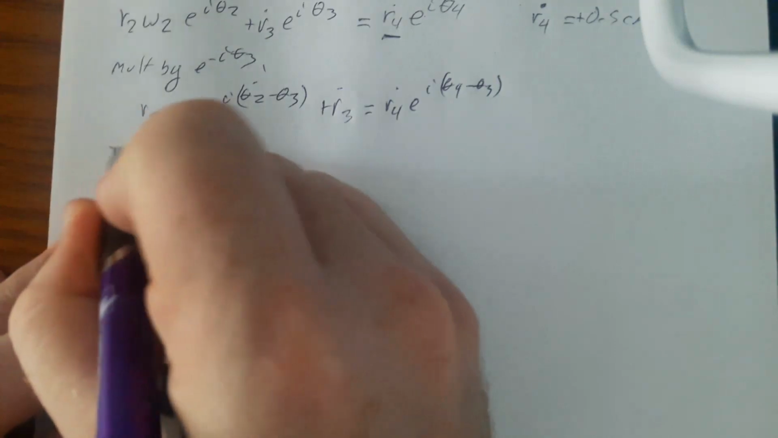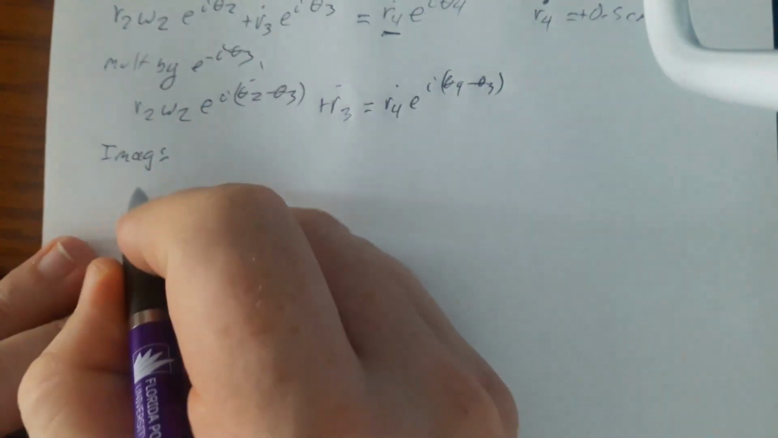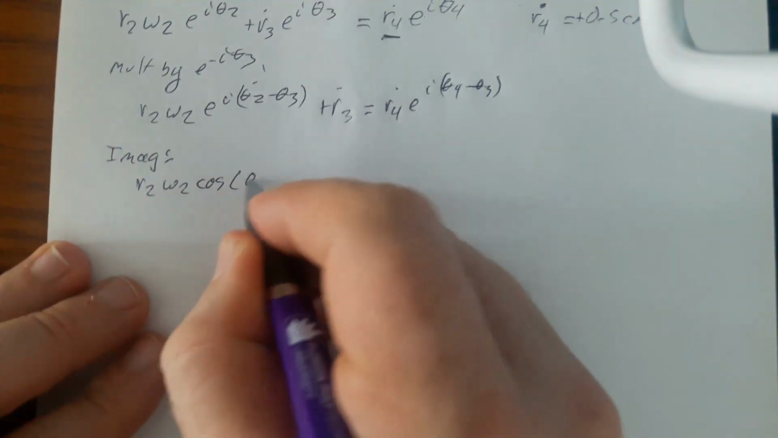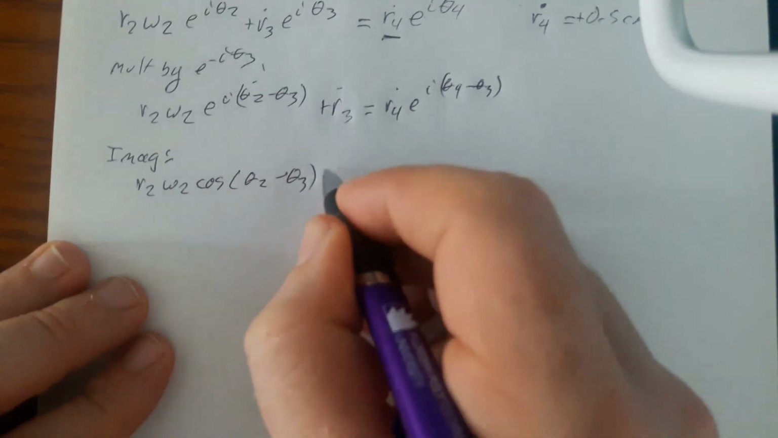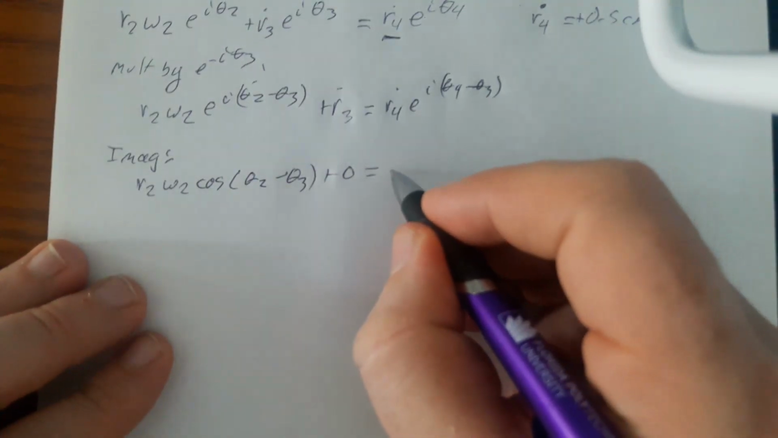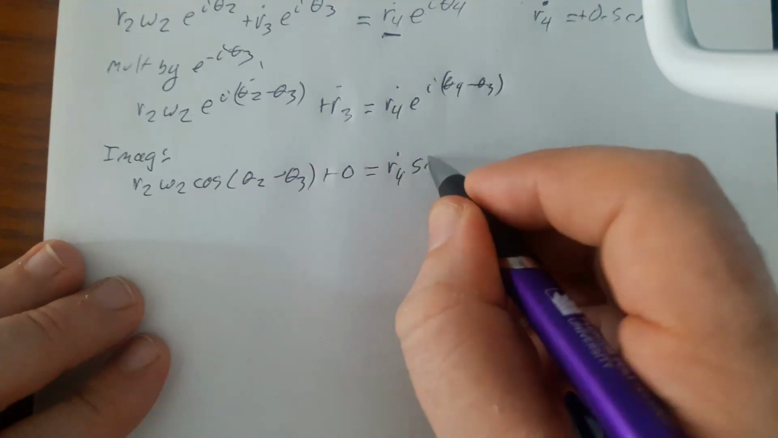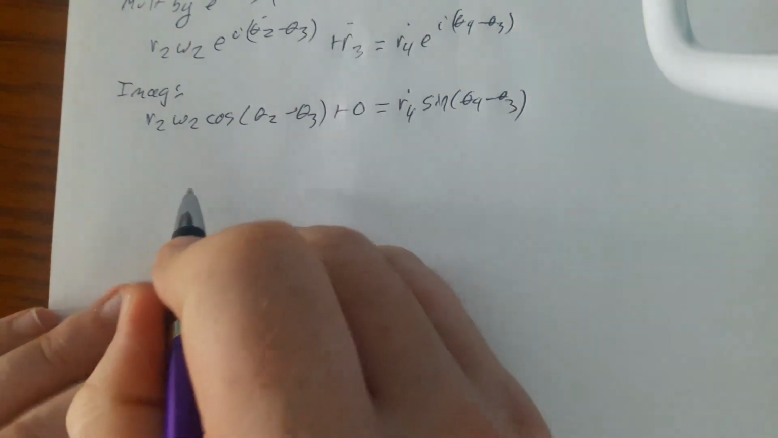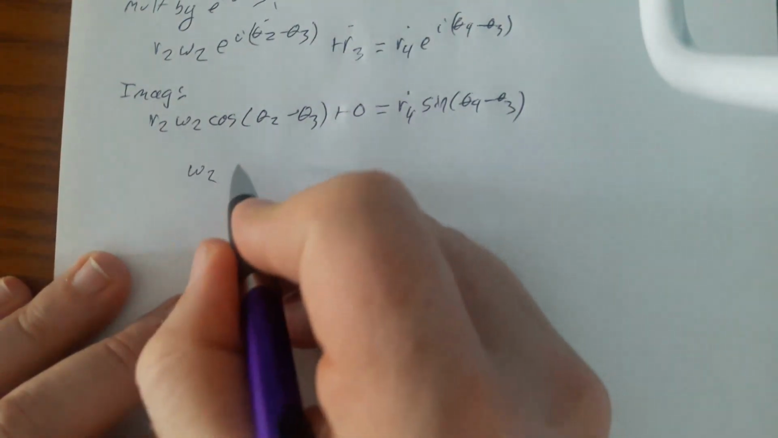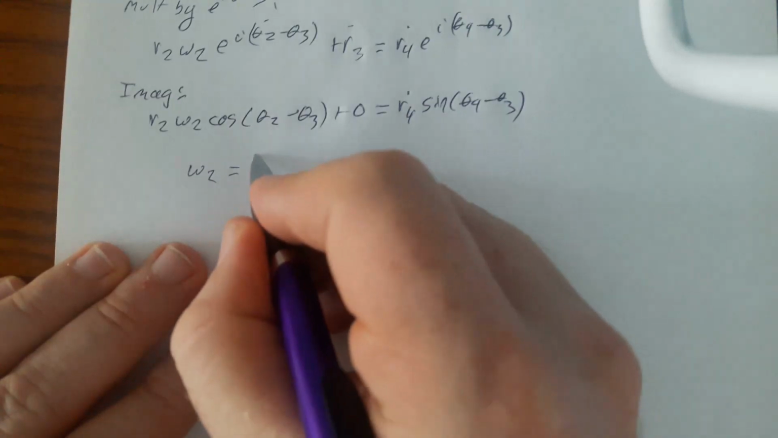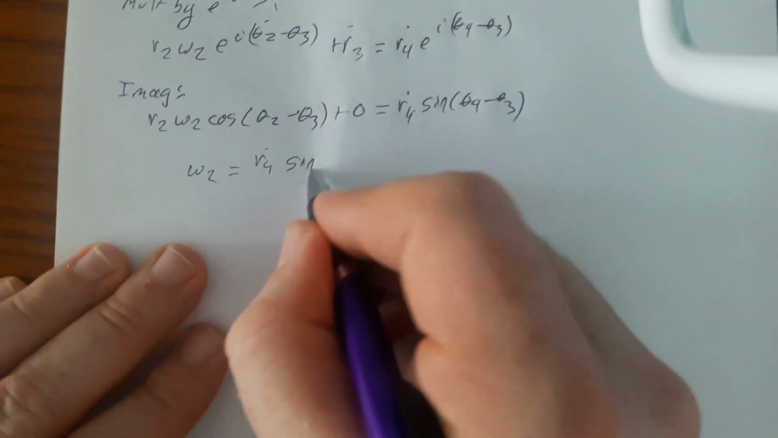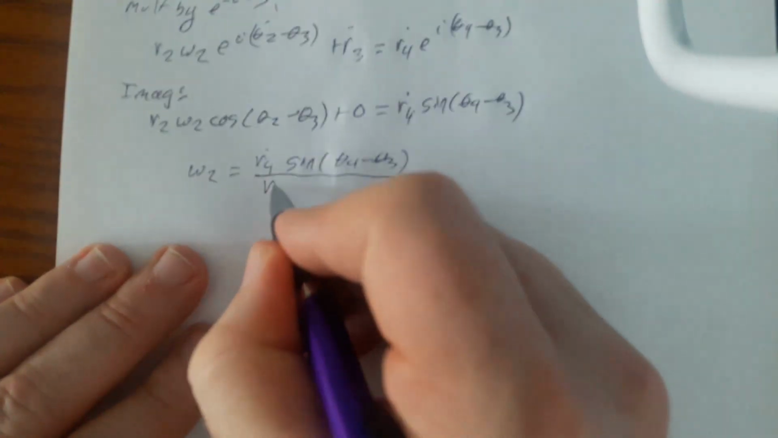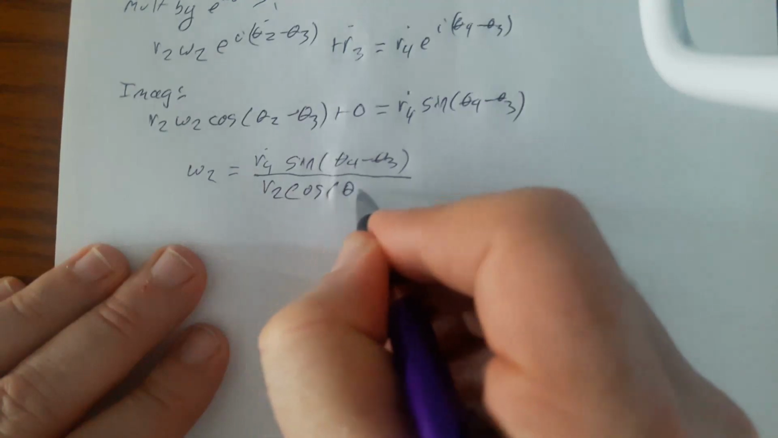We'll then take the imaginary part, and that will give us R2 omega 2 cosine of (theta 2 minus theta 3) plus 0, and that's going to be equal to R4 dot sine (theta 4 minus theta 3). And that's going to be an easy equation to solve, because we'll just have omega 2 is equal to R4 dot sine (theta 4 minus theta 3), all divided by R2 cosine (theta 2 minus theta 3).